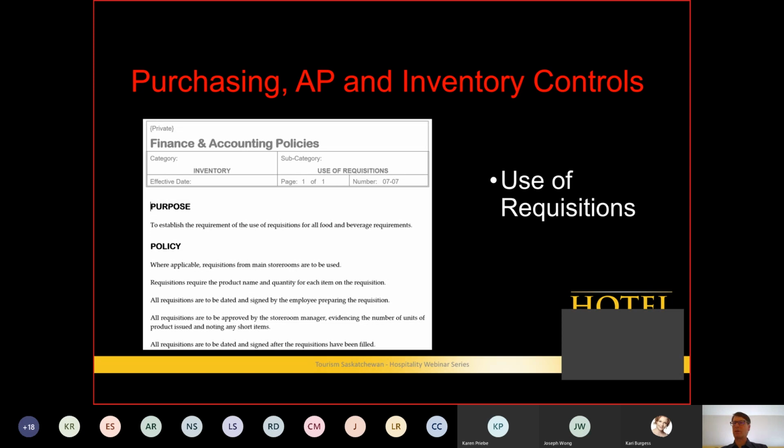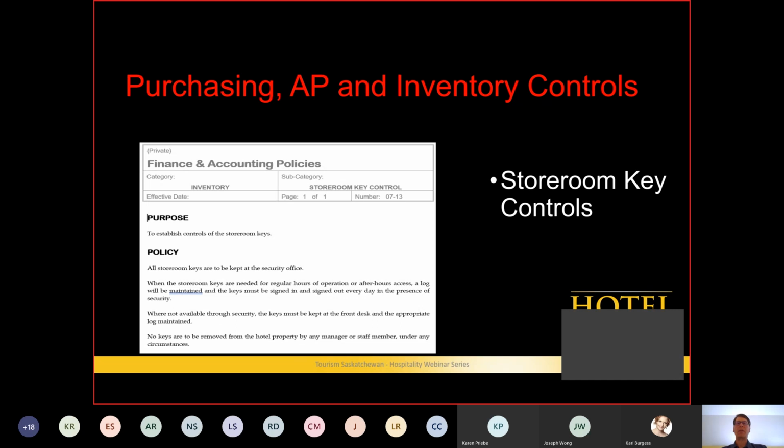Some people then take those requisitions and create a perpetual inventory system where they track the inventory. Not all hotels have the resources to do that, but requiring a requisition with a date, a signature, and the products that people want is critical.